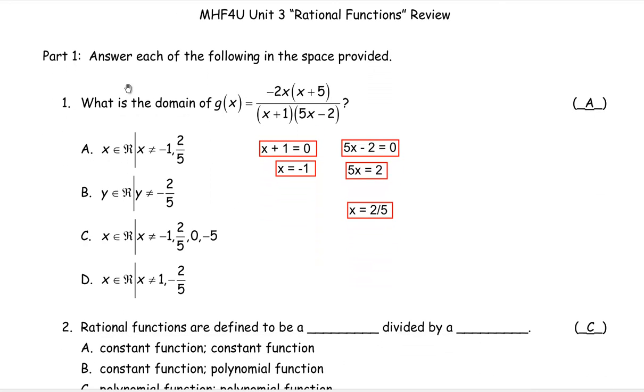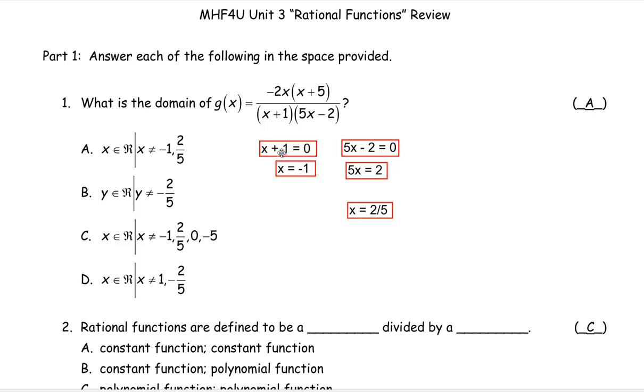So the first question asks, what is the domain of this g of x function? And rational functions often have some restrictions on the domain. It's usually all real numbers with the exception of a few numbers. And you get those restrictions by setting the denominator equal to 0. Now, if the denominator was not factored here, we'd factor it. You could use the quadratic formula. If it happened to be bigger than a quadratic, you could use long or synthetic division to factor it. But you're looking for the individual factors of the denominator so you can set them all to 0.